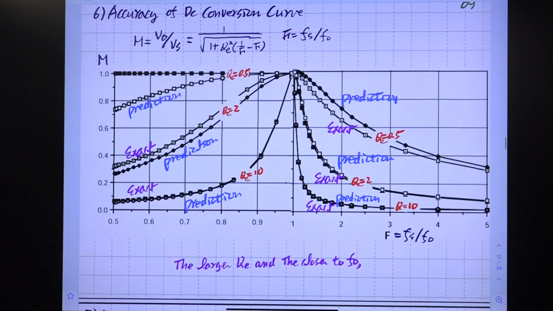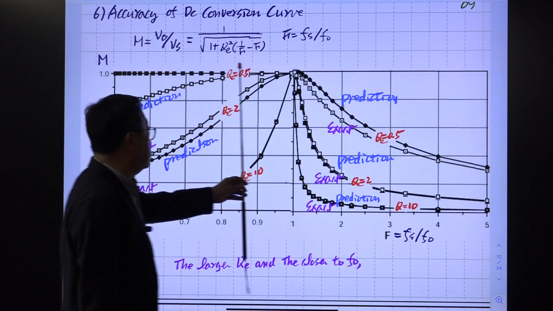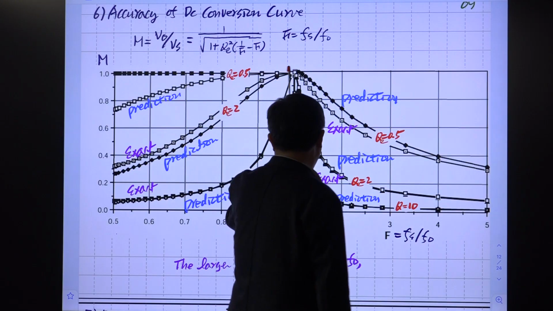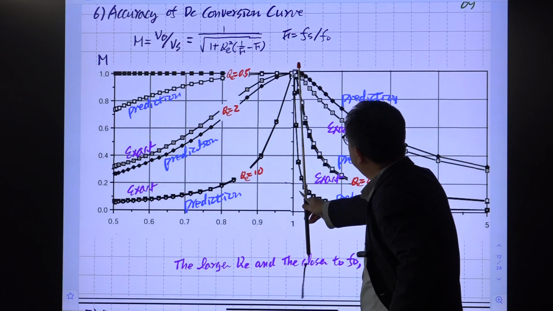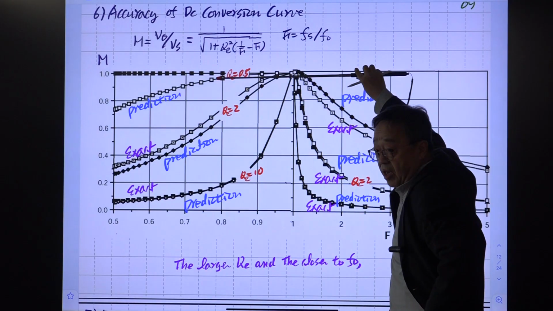I got this curve from Erickson's manuscript, an unpublished book, and he provided this. There are two curves. This one means this is the resonant frequency. When the switching frequency occurs at this resonant frequency, you have a maximum gain of 1.